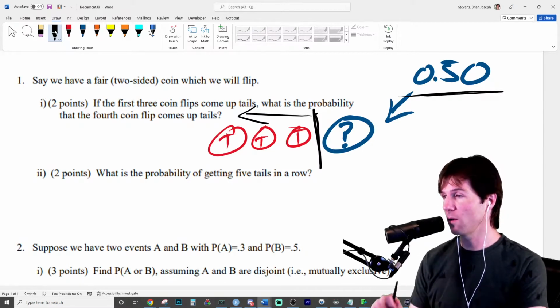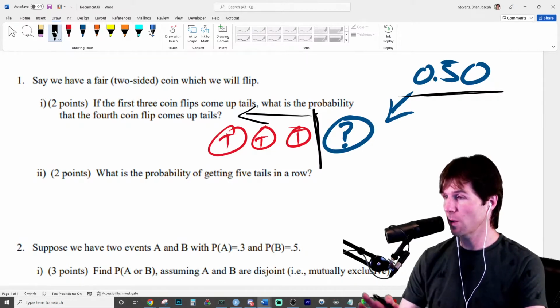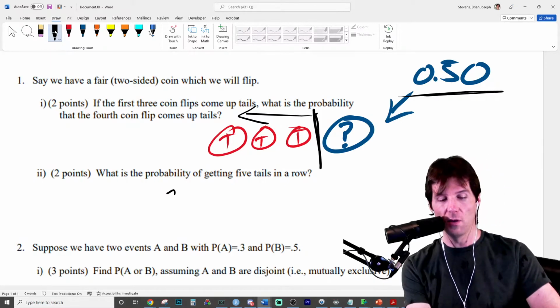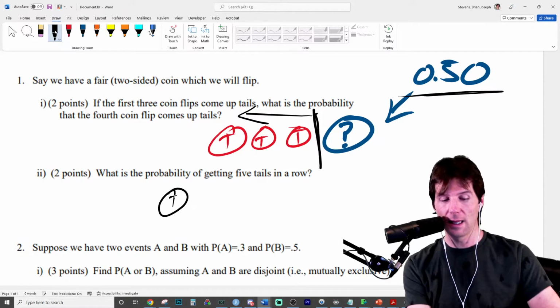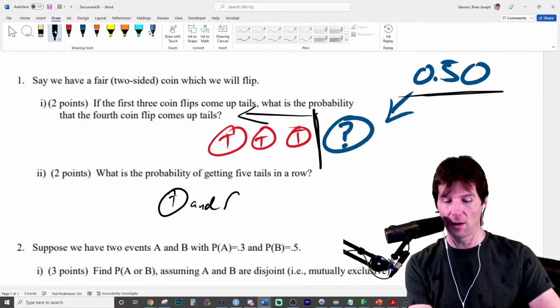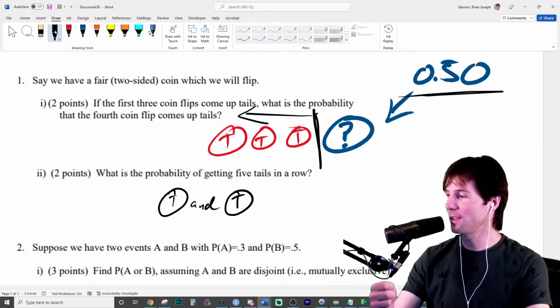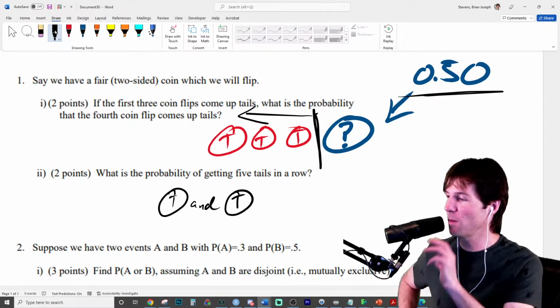What is the probability of getting 5 tails in a row? Now, this is a different question, not like the fifth coin flip being a tails. It's you get tails, and then you get tails. Instead of writing "and," like you get tails, and then you get tails, and then you get tails, what should I maybe put here instead?